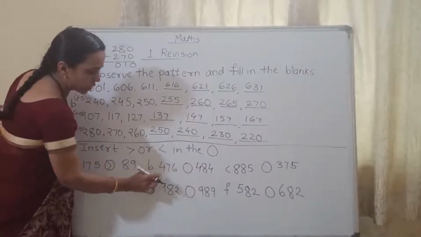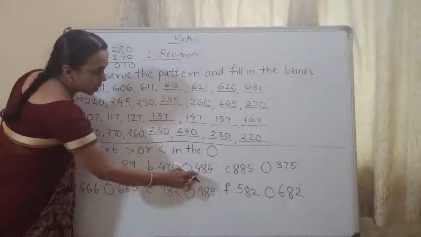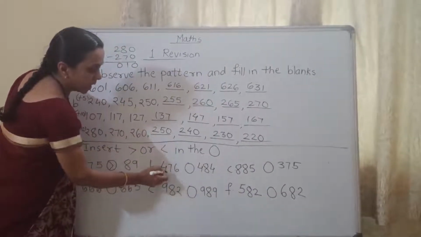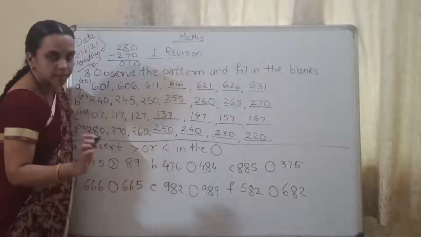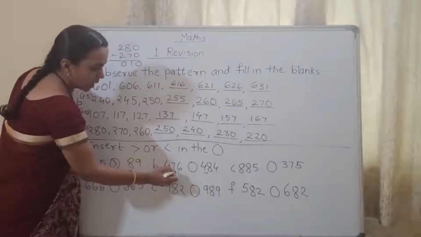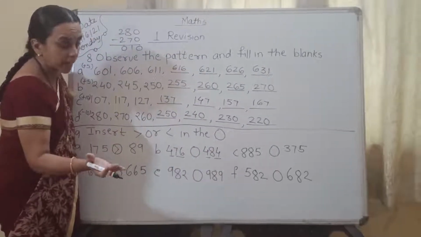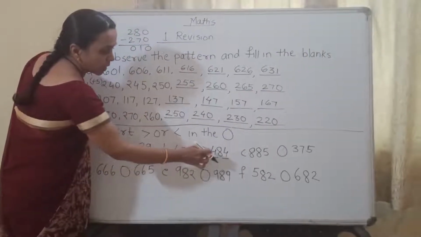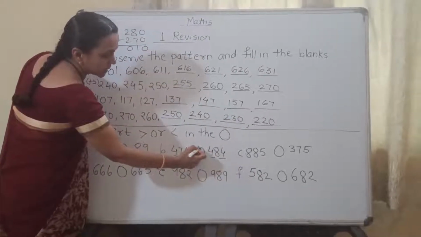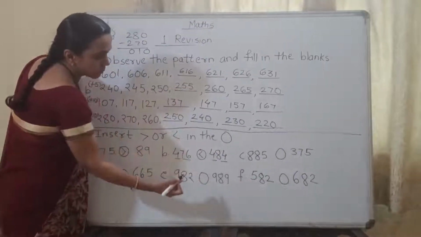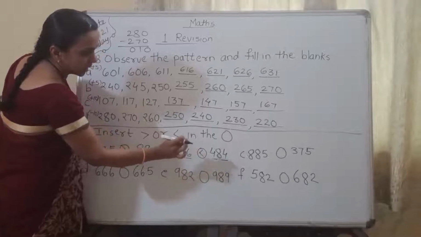Now see B question. 476, 484. See, this 4 and this 4 is common. Only we have to see 76, 84. Which number is bigger? 84. So 4 is common. 484 is the bigger number. So we have to give this sign there.